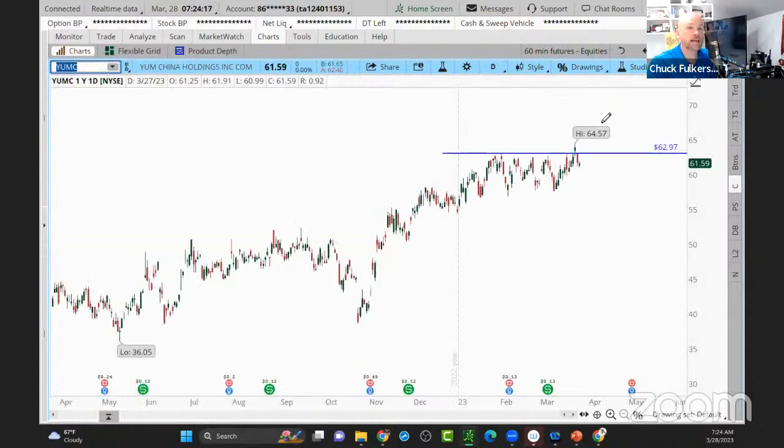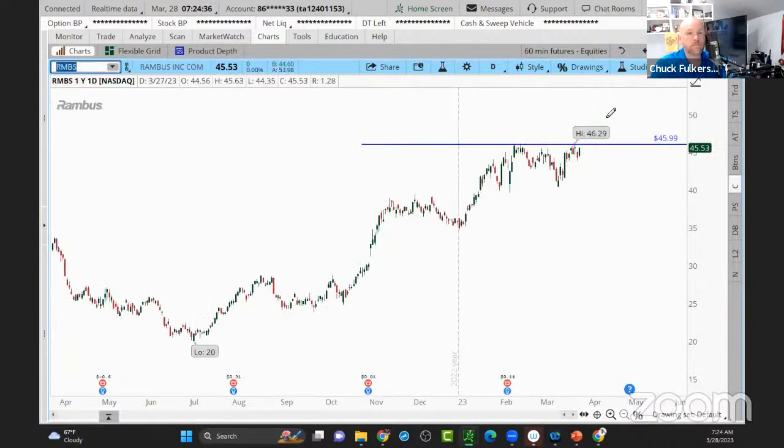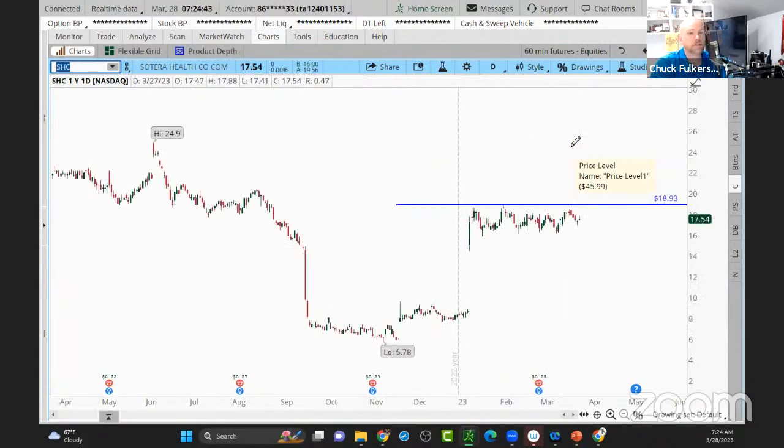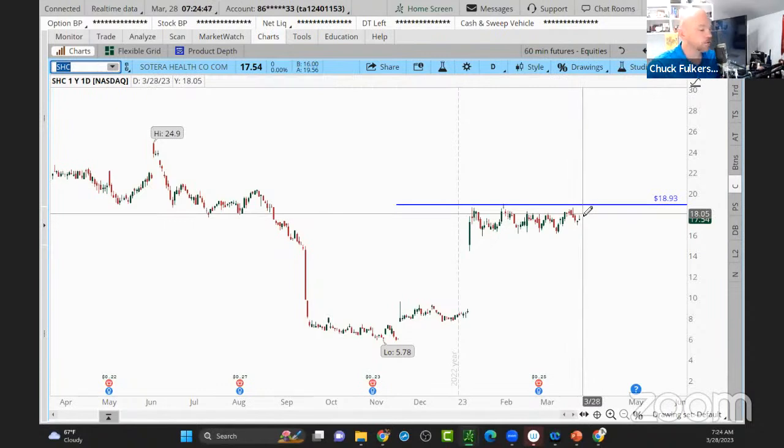We looked at Yum China. Yum China did get a bit of a breakout, and if you got into this, it's now pulled back a little bit. You're probably still okay in the position. The question is whether this pullback is another opportunity for an entry, which I very well think it could be. So I think it's still okay. Rambus did not get the breakout yet, but I do like Rambus as one to continue to move up. And the last was SHC, Sotera Health, and we certainly haven't moved in that one. So those were the stocks that I had looked at last week.